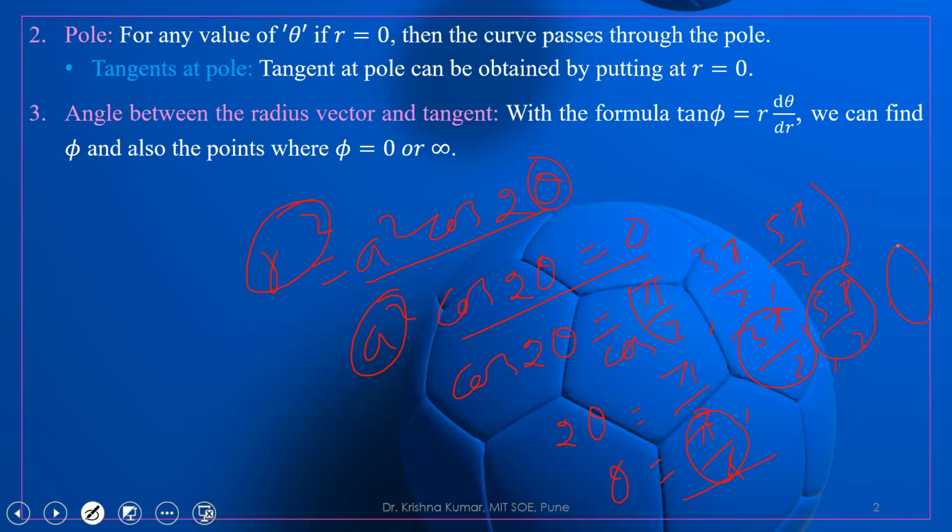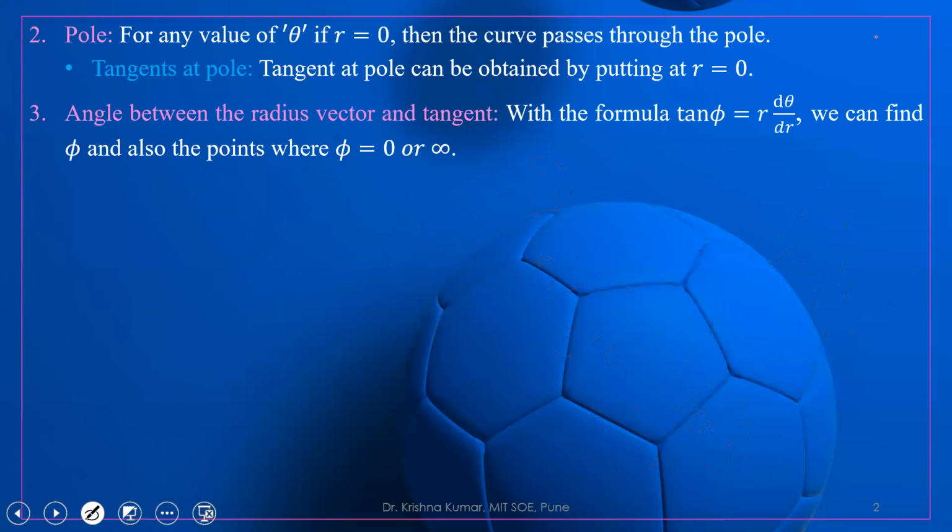In this manner, we are able to find the tangent at the pole. The next thing is the angle between the radius vector and the tangent. We are able to find the tangent at the pole, but what about the tangent at other points? For that reason, let us see the value of tan phi. In the case of a Cartesian curve, dy by dx is tan psi. This is tan phi, but this dy by dx is replaced in the polar curve by what?